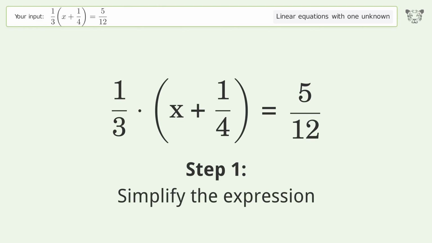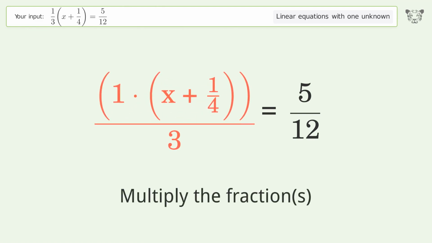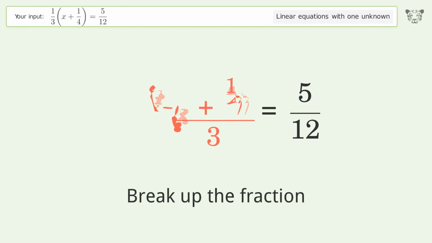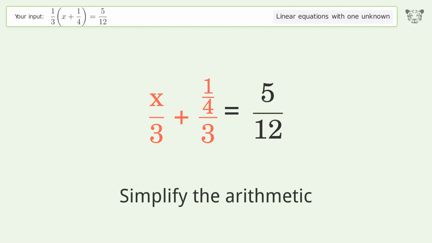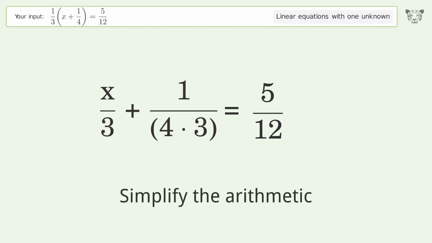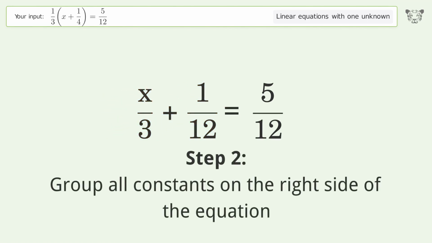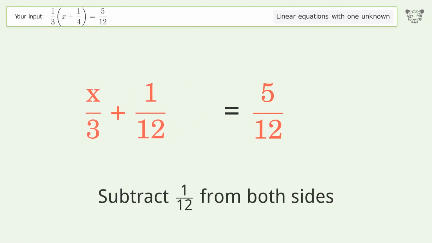Simplify the expression. Multiply the fractions. Break up the fraction. Simplify the arithmetic. Group all constants on the right side of the equation. Subtract 1/12 from both sides.